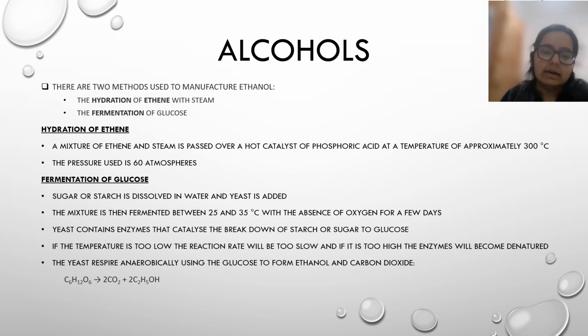Okay, then when we are doing the fermentation of glucose, basically sugar or starch is dissolved in water and yeast is added, and the mixture is then fermented between 25 to 35 degrees Celsius in the absence of oxygen for a few days. So basically anaerobic respiration is fermentation of glucose.